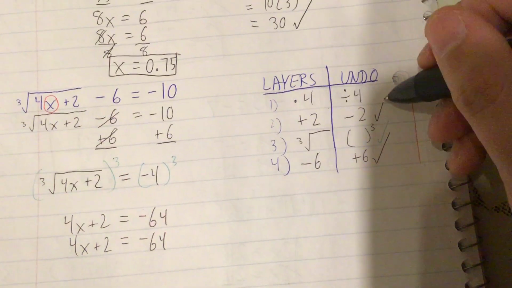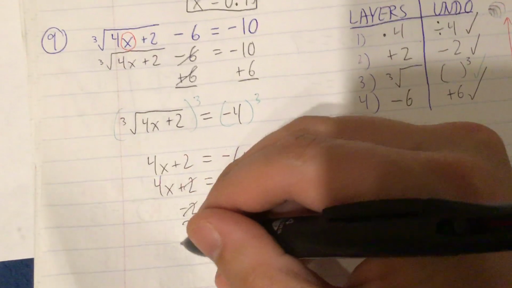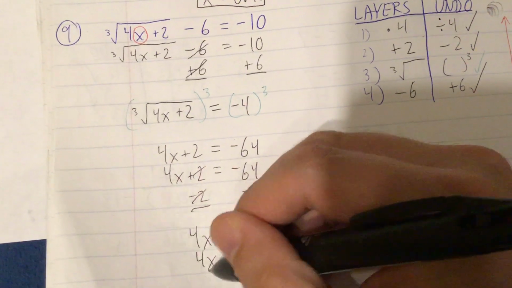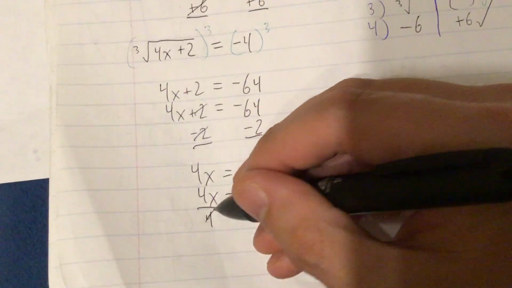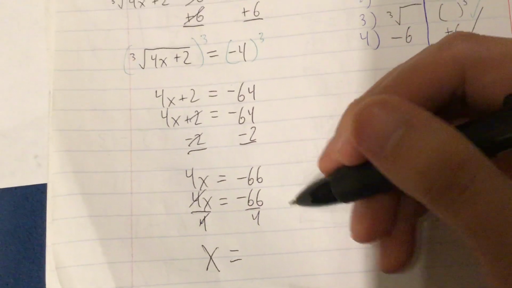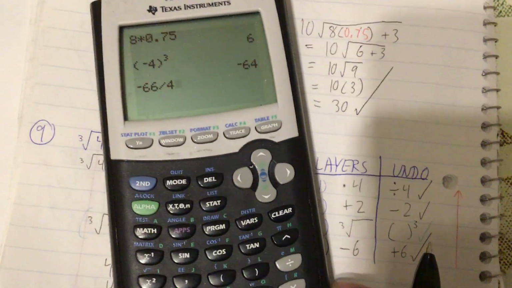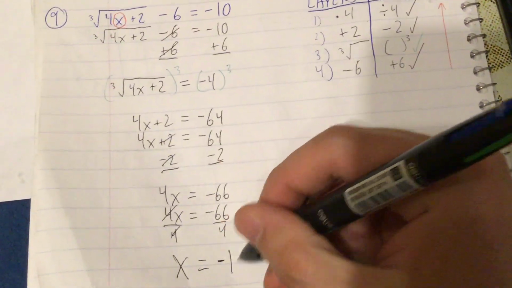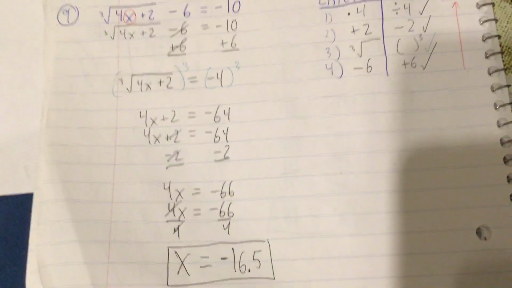I'm going to subtract 2 from both sides, and then I'm going to divide by 4. So that gets me 4x equals negative 66. I'm going to divide both sides by 4. And I'm pretty sure that 4 goes into 64, but not 66 a whole number of times. So negative 66 divided by 4, I believe, I'm going to take a guess. Is it negative 16 and a half? Yes! Negative 16.5.